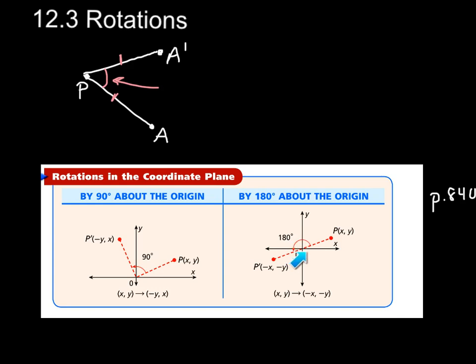If you go 180 degrees, now this way it could go either way, 180 degrees, if you start with x, y, it's going to become negative x, negative y. So the values, you just take the opposite of them. That's 180 degrees. So these are shortcuts.